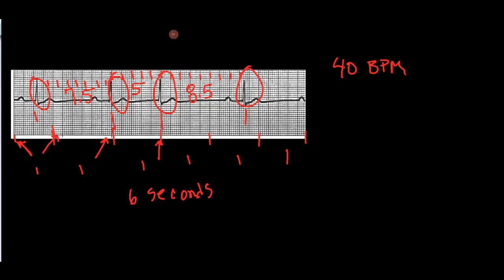So why don't we call this the 6 second method? And we'll use that anytime that our QRSs are coming off at irregular intervals.